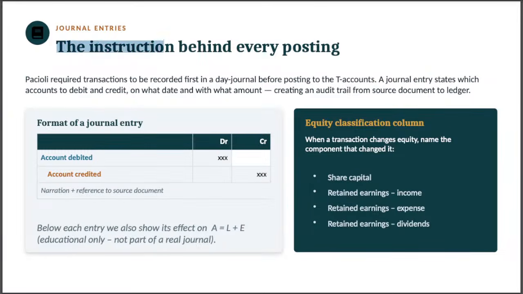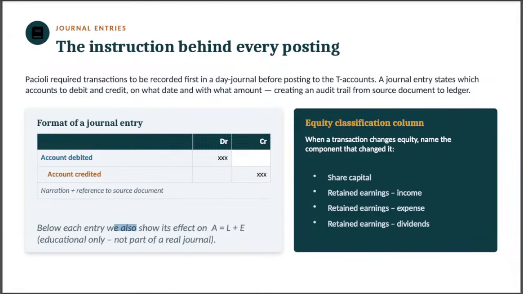Now let's look at the journal entries and the instruction behind every posting. So Pacioli required transactions to be recorded first in a day journal before posting to the T accounts. A journal entry states which accounts to debit and credit, on what date, and with what amount, creating an audit trail from source document to ledger. So here's our format of a journal entry. We have the account debited and the amount here, and the account credited, and that shows over here in the credit. Then we have a narration plus the reference to the source document.